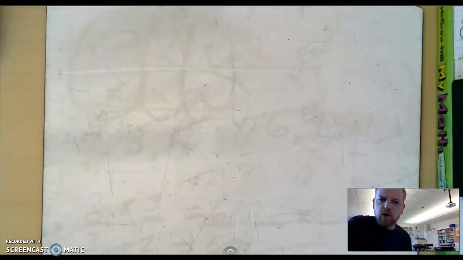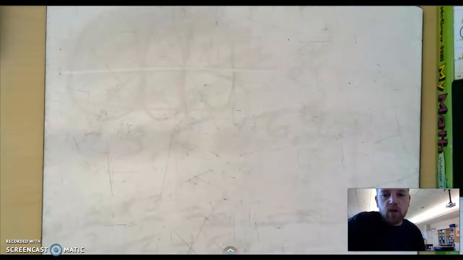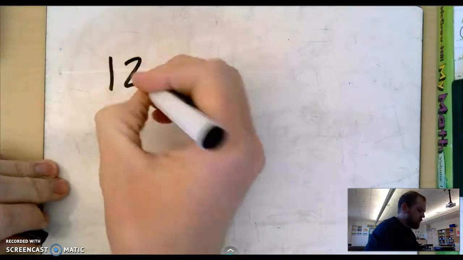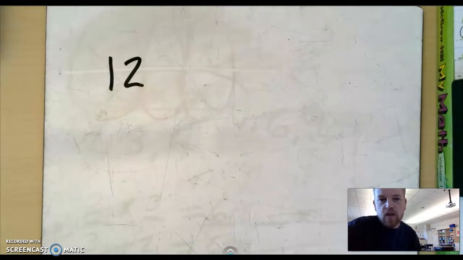All right, for today's lesson, we're working on 3.7, and that is on factors, multiples, and decomposing numbers. So what I want to do is just give us a quick refresher on how we do that. We're going to start by decomposing a number. We're going to decompose the number 12. When I say decompose, that means that I want to find all of the factors for that number.